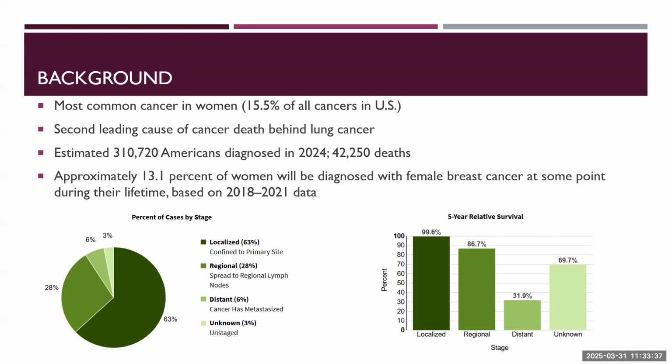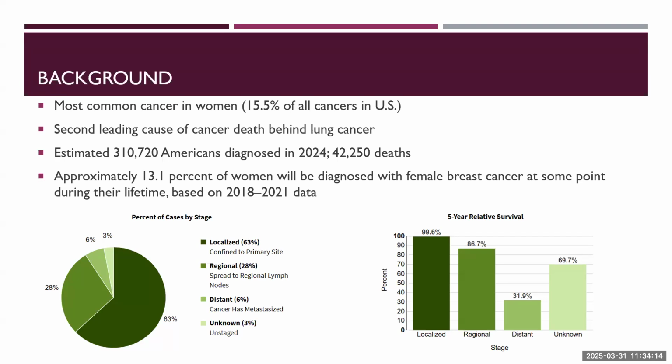To put it into perspective, approximately 13.1% of women will be diagnosed with female breast cancer at some point during their lifetime, and this is based on data from 2018 to 2021. As you can see on the slides here, I've broken down the percent of cases by stage. Most breast cancers will be localized, which is going to be confined to the primary site, which would be the breast, in about 63% of patients, which is the dark green. Regional is where it's spread to the regional lymph nodes. That's in 28%. And 6% is distant breast cancer, or breast cancer that has metastasized.